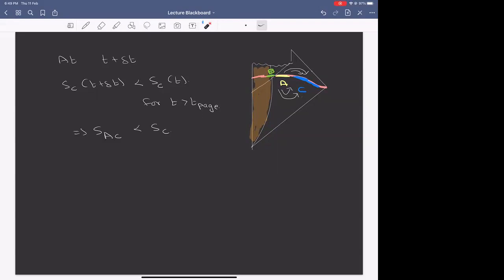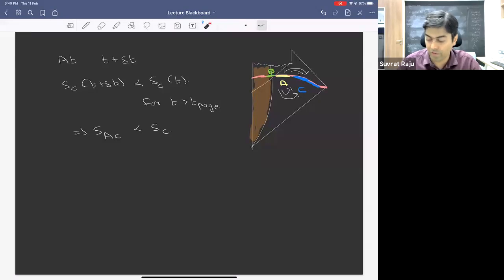And that's true for a generic state. Okay, so now we have these two results. Let me just remind you, one of them is that SAB is smaller than SA. SAB is smaller than SE.